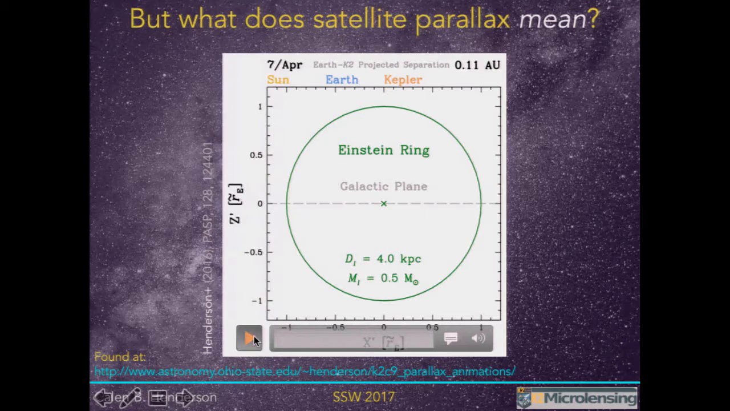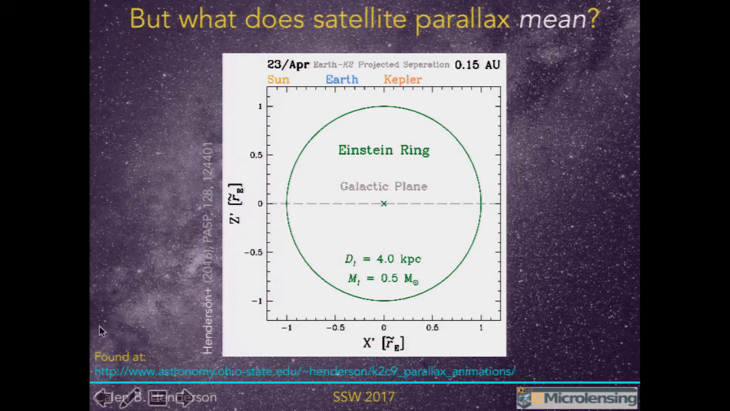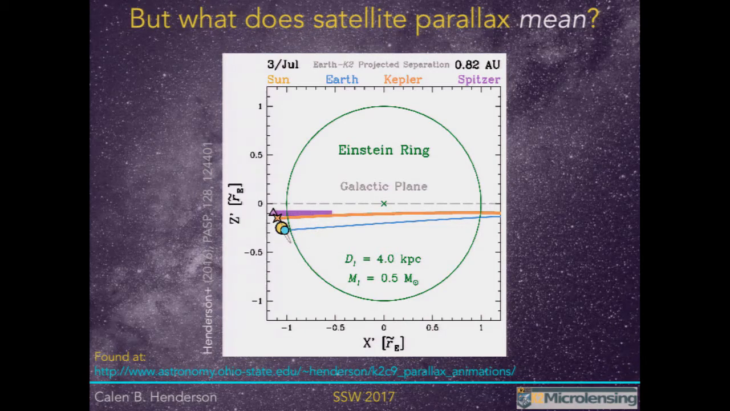Now what we're doing, again, is looking from the perspective of a source, and we're looking through an Einstein ring for a toy model lens system. So a lens that's at a distance from the Earth of 4 kiloparsecs, an isolated star with a mass of half a solar mass. And now we're co-moving with that frame of reference. The galactic plane is z equals 0, z prime, and we're watching as the solar system, with the same bodies marked as before, goes through this Einstein ring.